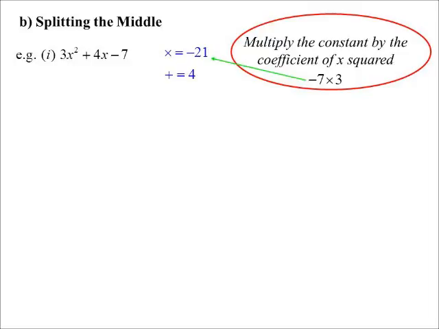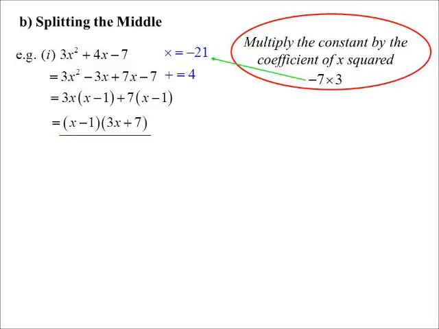Okay. So we got 7 and negative 3. And we split the middle term into those two. So the 4x becomes negative 3x plus 7x, and it becomes a grouping in pairs question. So if I group in pairs the first two, I get 3x outside of x minus 1. The second two, I get 7 outside of x minus 1. Has a common factor of x minus 1, 3x plus 7. Okay? So that's what's called splitting the middle.